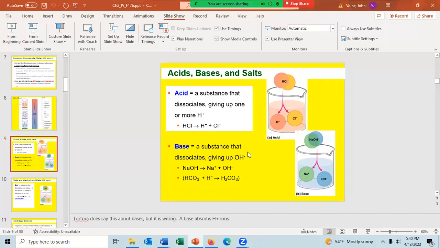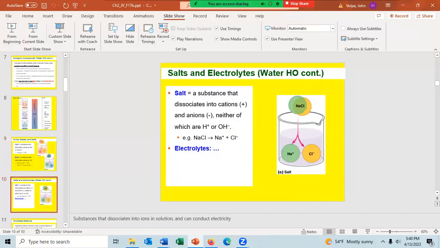All right. So that is an acid and that is a base. A salt, on the other hand, is a substance that dissociates into ions, a cation, a positive ion, and an anion, a negative ion. However, neither of these ions can be H plus or OH minus. So table salt, sodium chloride, is a salt because it dissociates into a cation, sodium ion, and an anion, chloride ion.